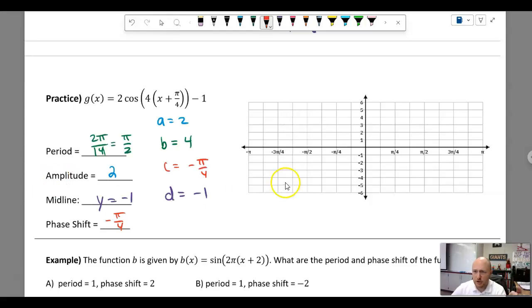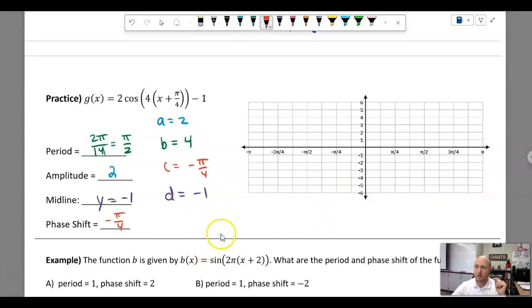Okay, checking in with you. A is 2, that's your amplitude. It's positive, so it's going to be positive 2. Your b value is 4, so that means your period is 2 pi divided by the absolute value of that 4. So you get a pi halves. Pi halves is your period. C is negative pi fourths, so you're shifting left pi fourths. And then D is equal to negative 1, so we're shifting down 1 unit. Okay, so check back in.